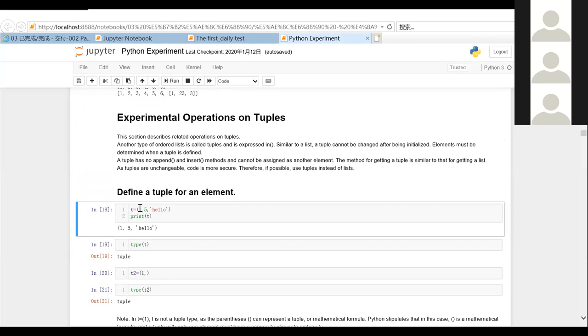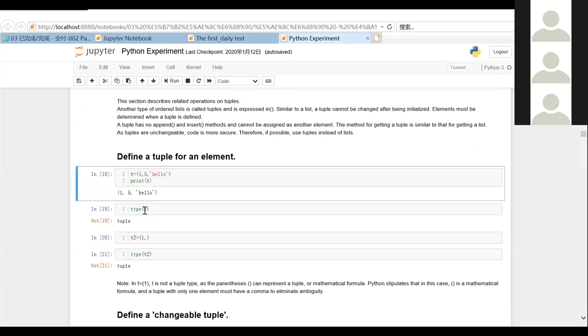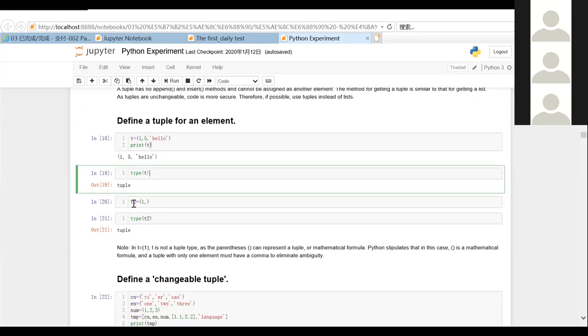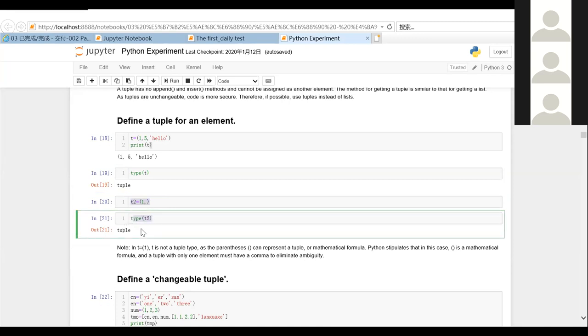We may go back to the notebook to have a look at some basic operations about tuples. First, to define a tuple, we will use expressions like this. We use parentheses. To define a tuple, parentheses are common, like this. We define a tuple T, and we can print T and use the built-in function type to check the data structure of T. If we want to define a tuple that only contains one element, we need to add a comma. We need to use an expression like this, one comma, and then we can check the data structure of T2.